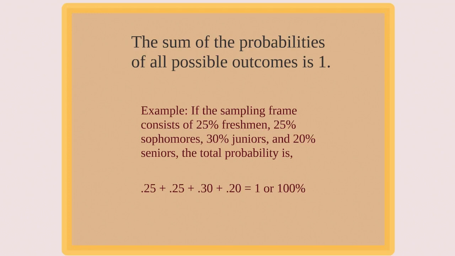The sum of the probabilities of all possible outcomes is 1. So if we have 25% freshmen, 25% sophomores, 30% juniors, and 20% seniors, notice that these proportions, 0.25, 0.25, 0.30, 0.20, add up to 1, which is the same as 100%. That is, we have 4 events here, and we are not sure which event's going to take place, but we know that one of those 4 events will take place. And therefore, there's a 100% chance that we'll get either a freshman, sophomore, junior, or senior, which is why these proportions or probabilities add up to 1.